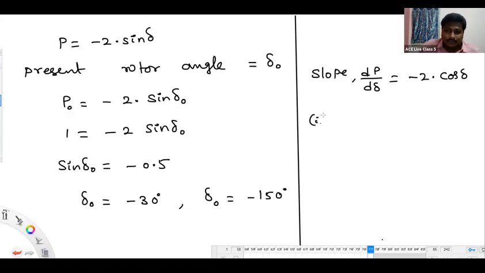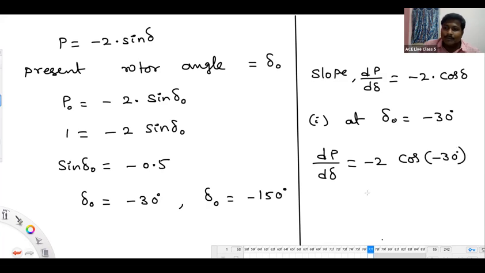So case 1: at delta naught equals minus 30 degrees. What is the slope? dP by d delta equals minus 2 cos of minus 30. Right? Cos of minus 30 is plus cos 30. Cos 30 is root 3 by 2. The 2 will be cancelled. Minus root 3, minus 1.732, less than 0.